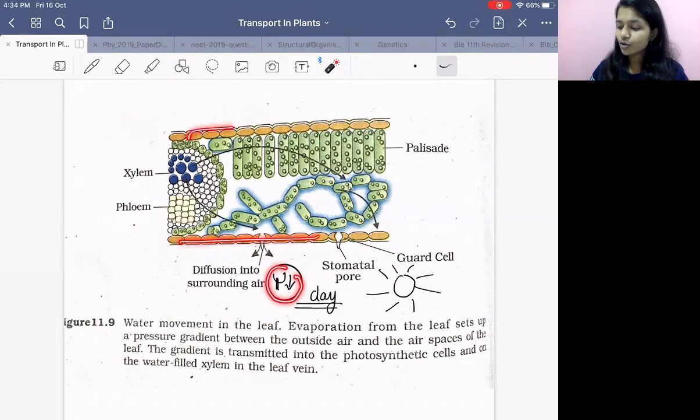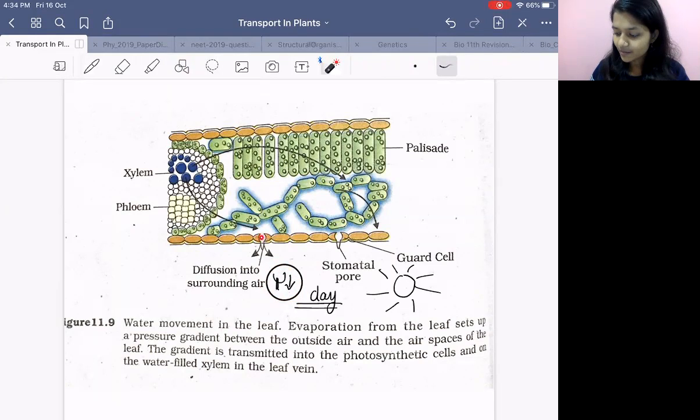Now the plant will do what? The plant will also sweat. You also sweat in summer. Similarly, the plant will also sweat. And for plant, for sweating, what is the term which we use? Transpiration. So, water potential is less over here.